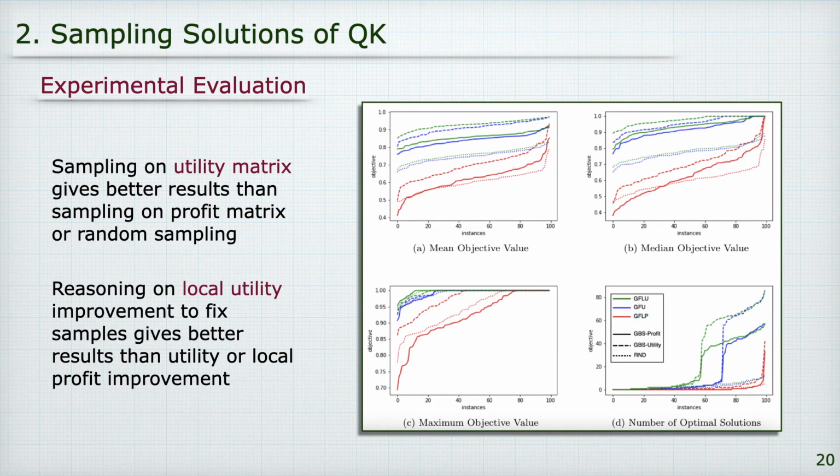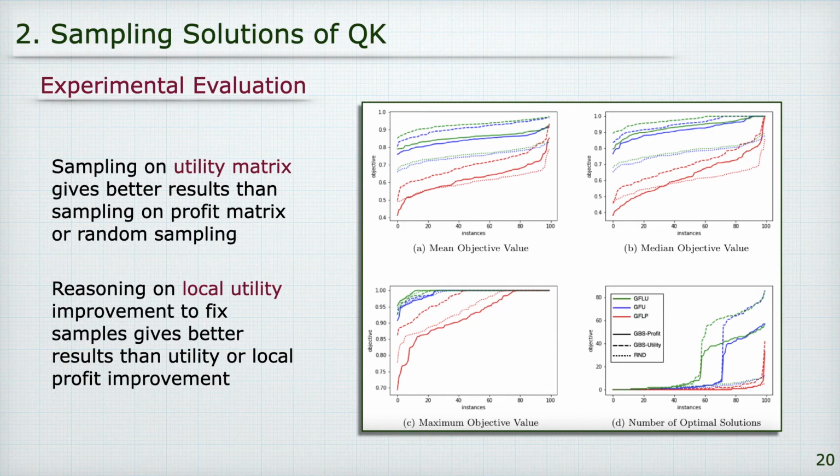So here are the results we got. Each curve corresponds to a combination of sampling and fixing method. And for each combination of methods, we have sorted in ascending order the measures we got over the 100 instances, and we have normalized them with regard to the optimal solution. So we can compare the overall efficiency of each approach. What we can conclude from this experiment is that using GBS and the utility matrix is the best approach to sample interesting solutions. And also using the greedy fix algorithm based on local utility improvements gives the best solution among all greedy fix methods.